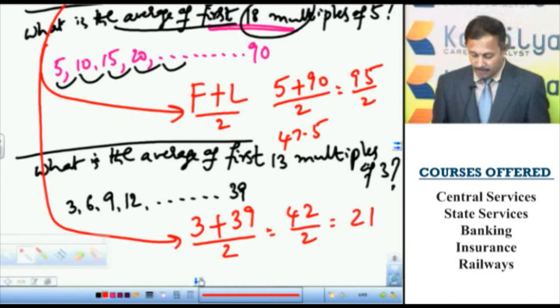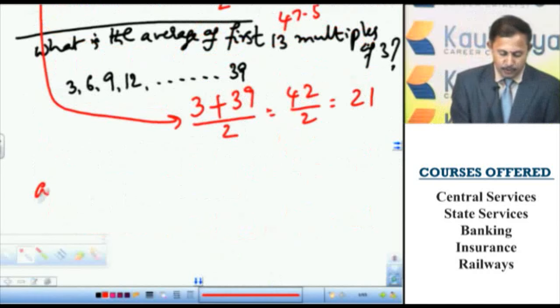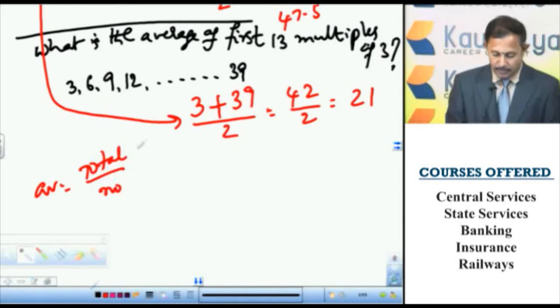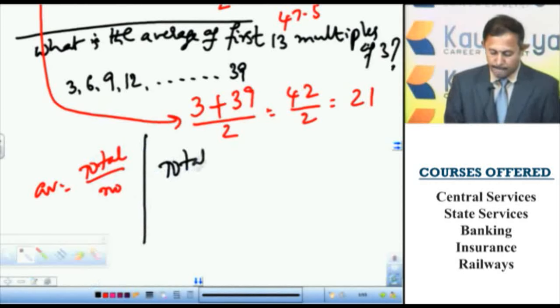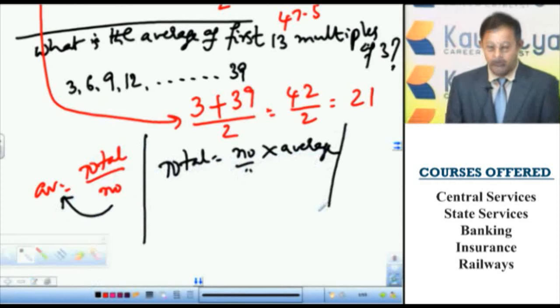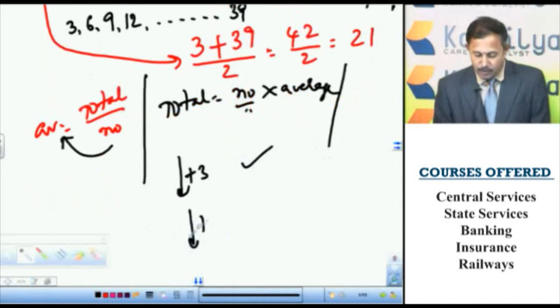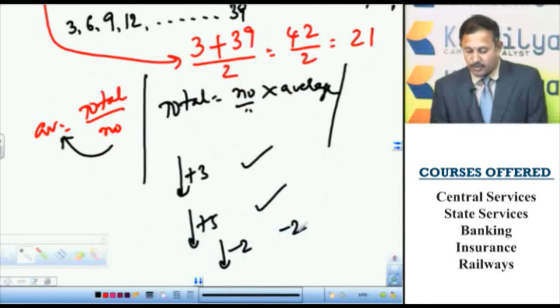So in this concept we have to bring in 3 concepts, right? The first one is the formula for average: total by number of elements. The second formula: total is equal to number into average. Third one: in a group of elements, if each element is increased by 3, the average also increases by 3. If each element is increased by 5, the average also increases by 5. If each element is decreased by 2, the average also decreases by 2.